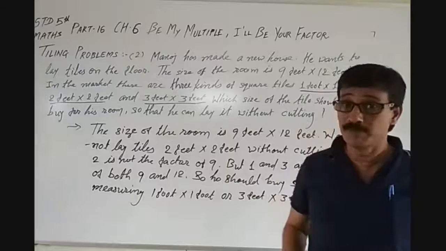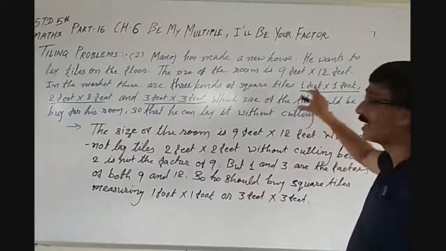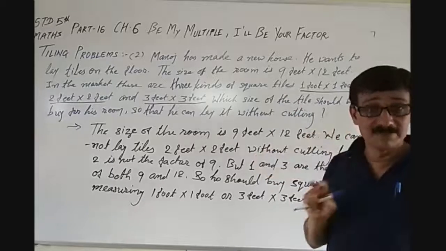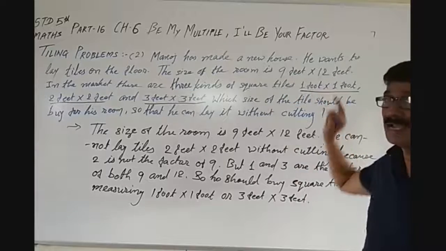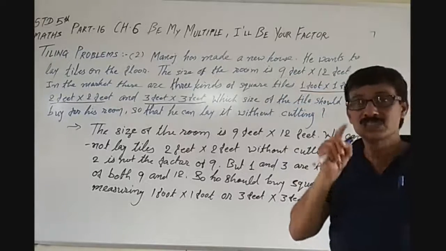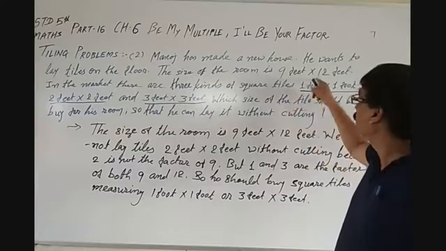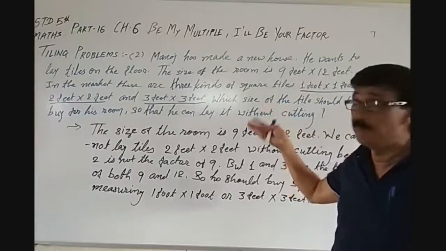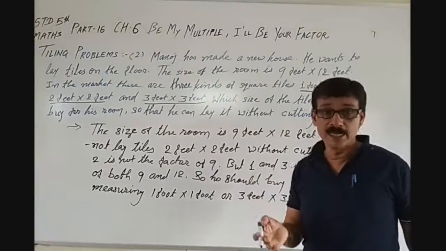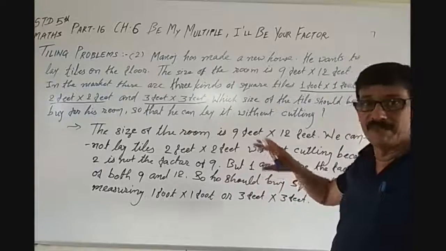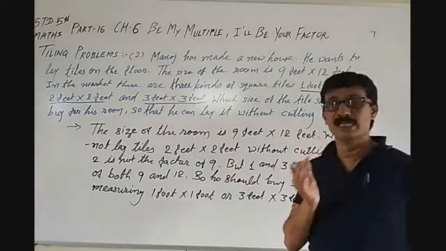And one or two more things you should learn. Suppose there is a measure of a room or a tile, something like that, then we should not say 9 feet multiply by 9 feet. We should say 9 by 12 feet, or 9 feet by 12 feet, something like that. Okay, everywhere. So this should be the answer, and I hope you must have got the idea.